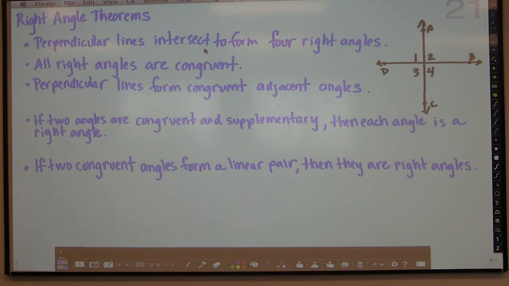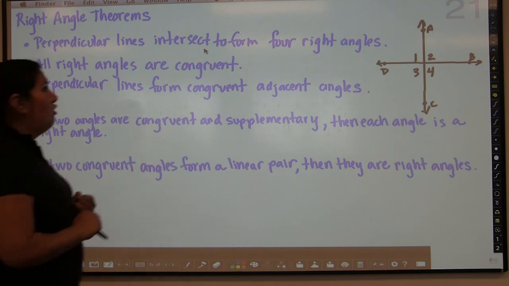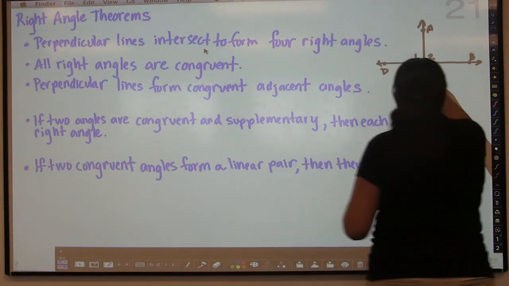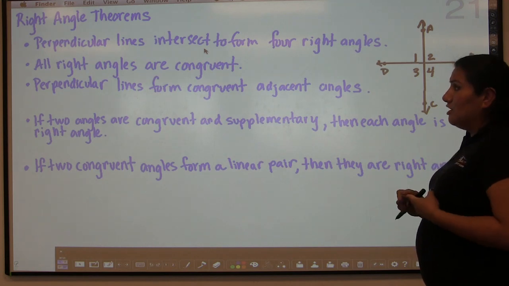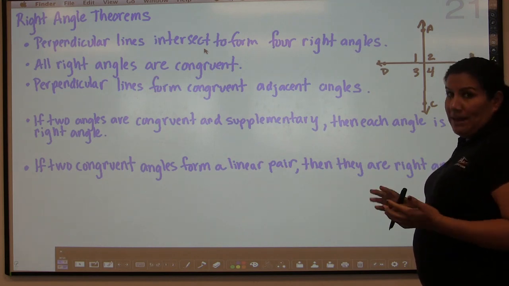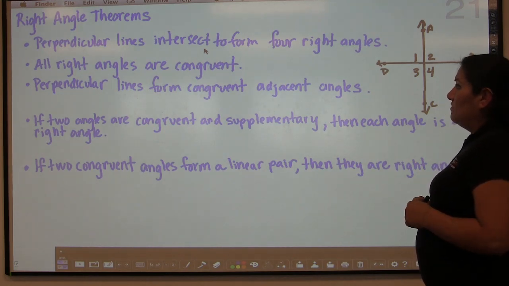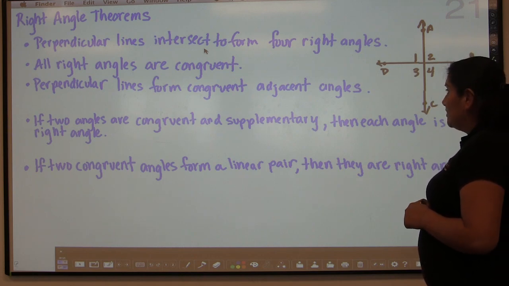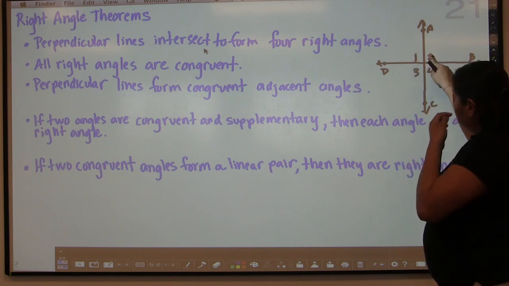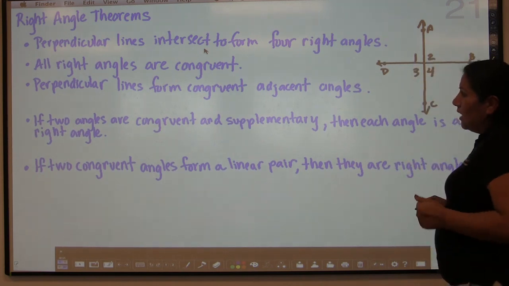But basically, these 5 things are that perpendicular lines intersect to form 4 right angles. So angle 1, angle 2, angle 4, and angle 3 are all right angles. Second theorem is that all right angles are automatically congruent. Third one is perpendicular lines form congruent adjacent angles. So angle 1 and 2 are congruent. Angle 2 and 4 are congruent. 3 and 4, 1 and 3.